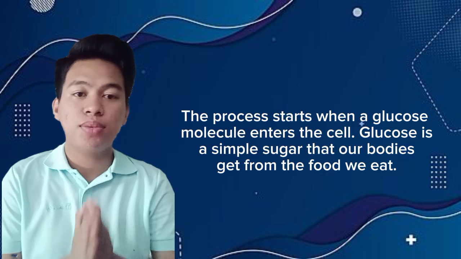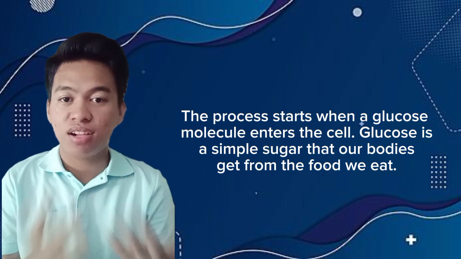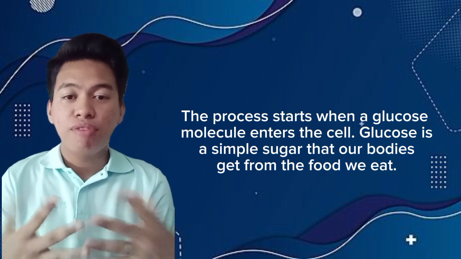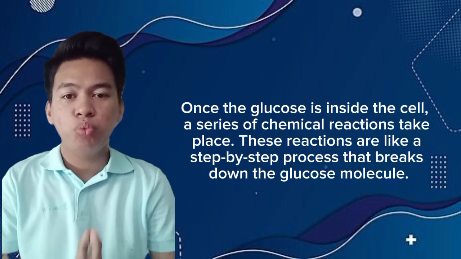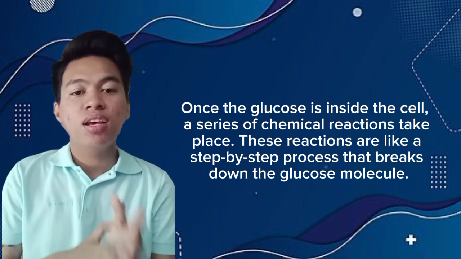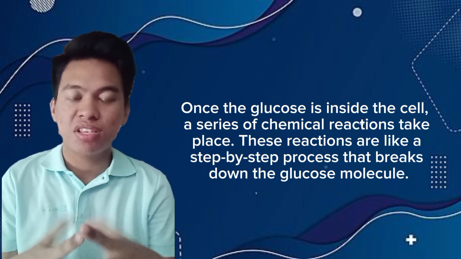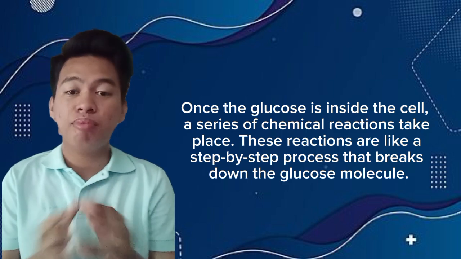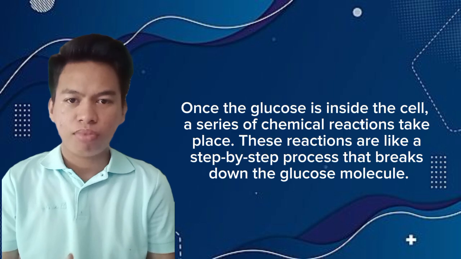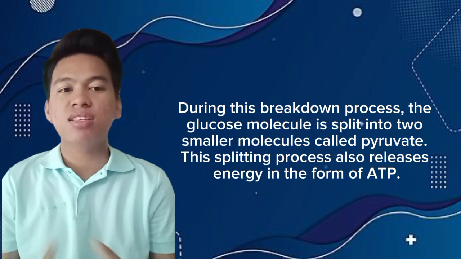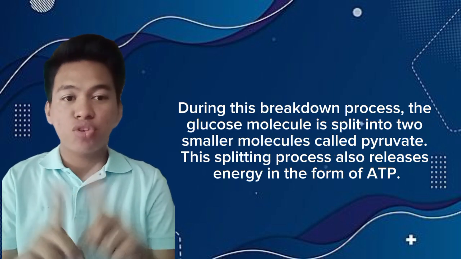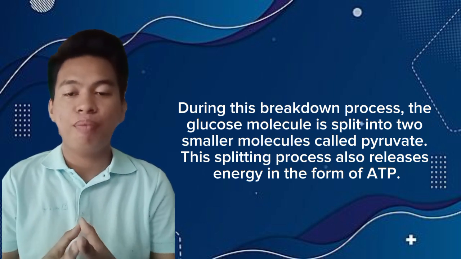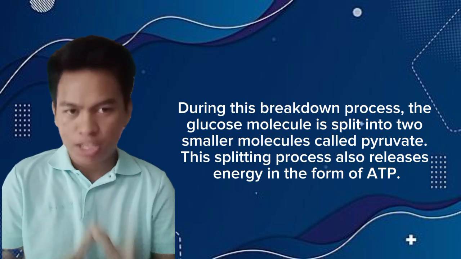The process starts when a glucose molecule enters the cell. Glucose is a simple sugar that our bodies get from the food that we eat. Once the glucose is inside the cell, a series of chemical reactions takes place. These reactions are like a step-by-step process that breaks down the glucose molecule. During this breakdown, the glucose molecule is split into two smaller molecules called pyruvate. This splitting process also releases energy in the form of ATP.